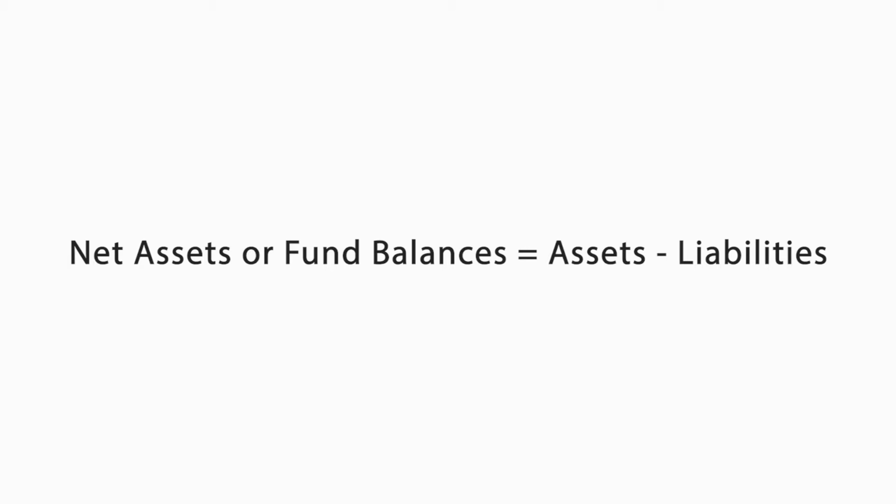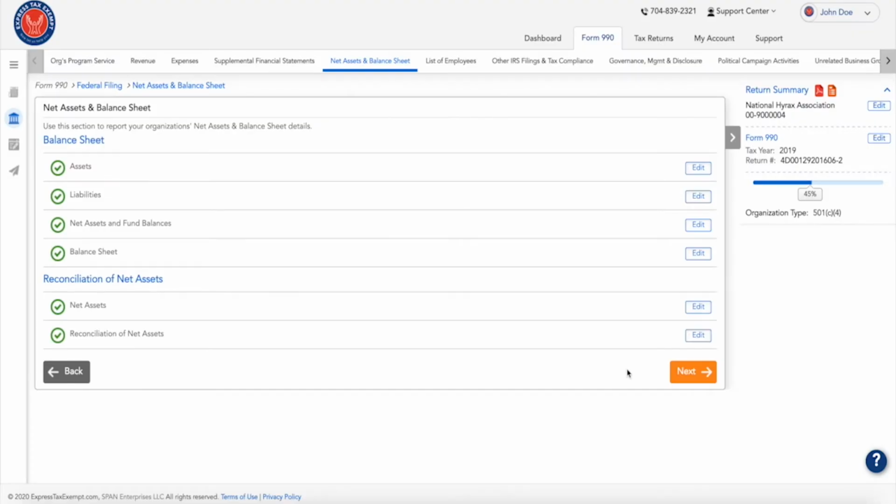Net assets or fund balances equal assets minus liabilities. Assets are what you own, such as your bank account, your equipment, and so on, and liabilities are what you owe. This could be a credit card balance, mortgage, etc. Your net assets or fund balances are just what's left over after you subtract your total liabilities from your total assets. This determines if your sheets are balanced.